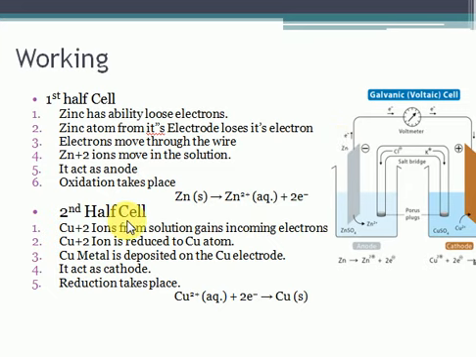What happened in the second half cell? Cu2+ ions from solution gain incoming electrons. Cu2+ ions are reduced to copper atoms. Copper metal is deposited on the copper electrode. Now what happened? Copper deposition started on copper electrode and it acts as the cathode, and usually reduction takes place at this electrode. What is the reaction? Cu2+ ions gain the incoming electrons and the copper solid or copper metal is deposited on this electrode.